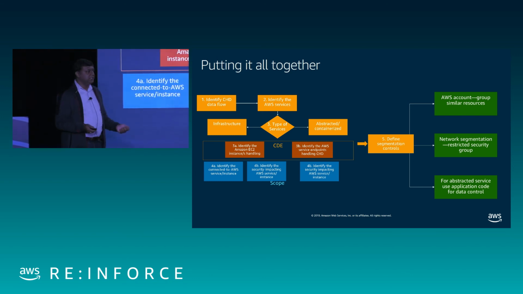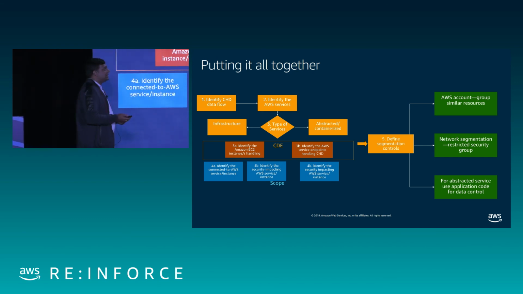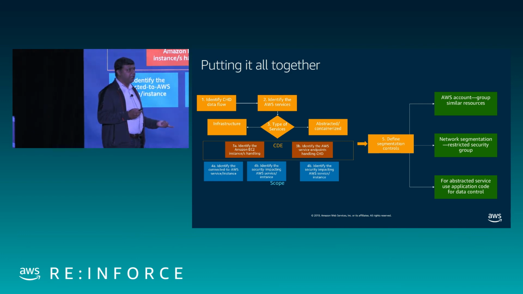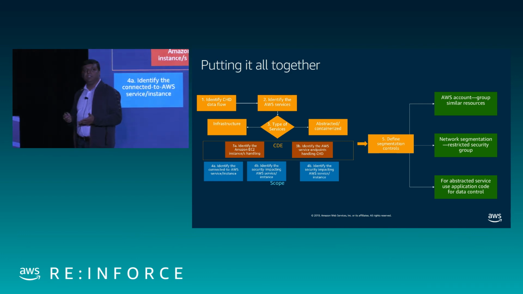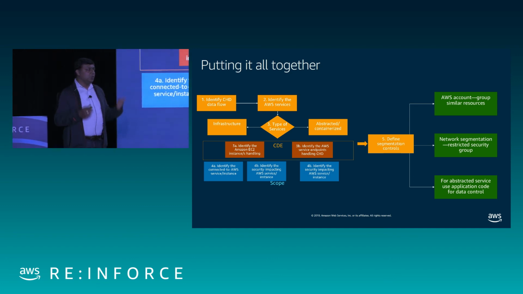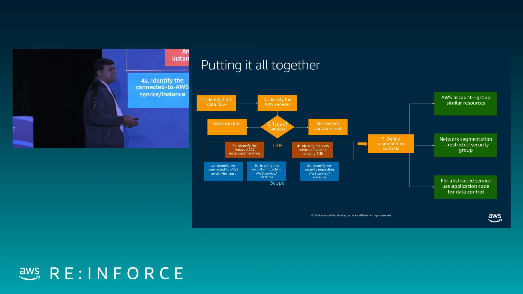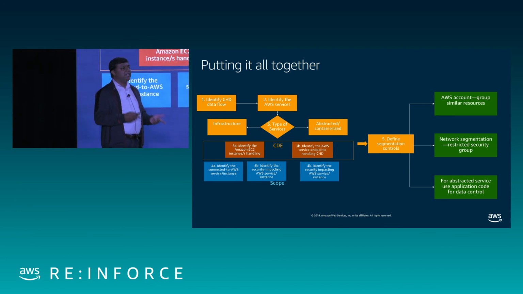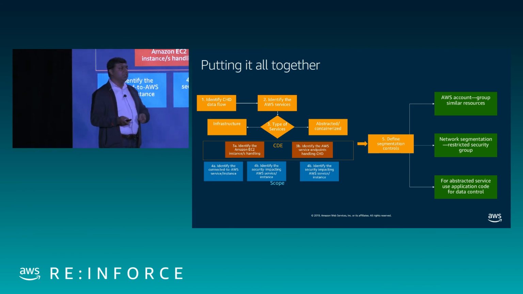So with this in place, you will have a robust framework where you can define your scope, define your segmentation boundaries, and most importantly, you can talk to your QSA during your annual assessment and validate that whatever you have defined as your scope is actually what the scope should be, because this is as per the PCI DSS guidance and AWS best practices.